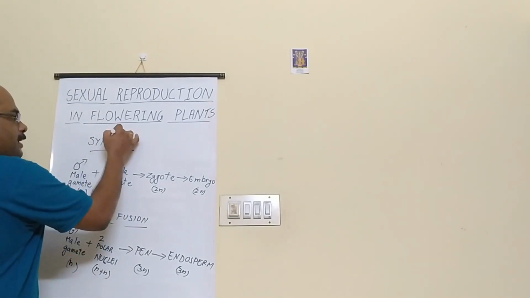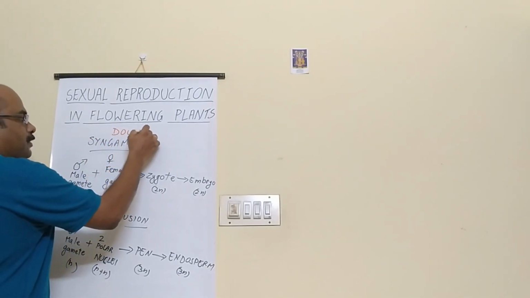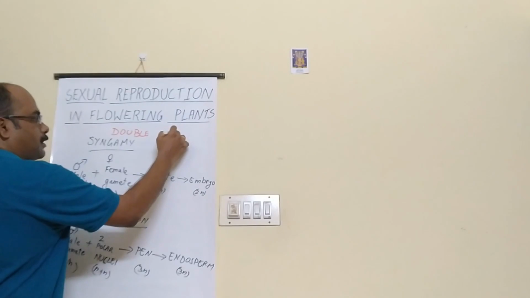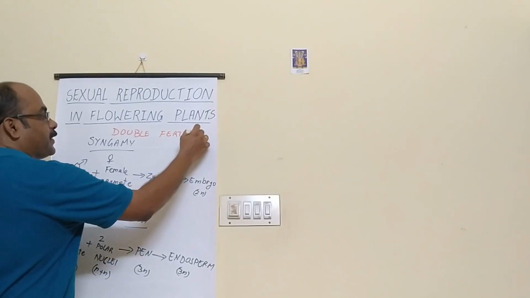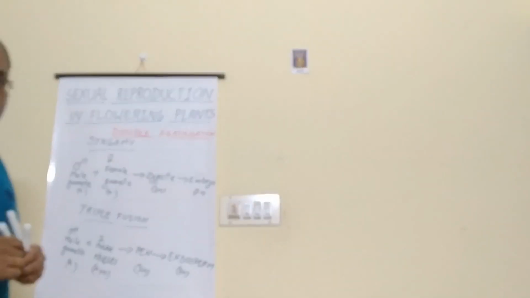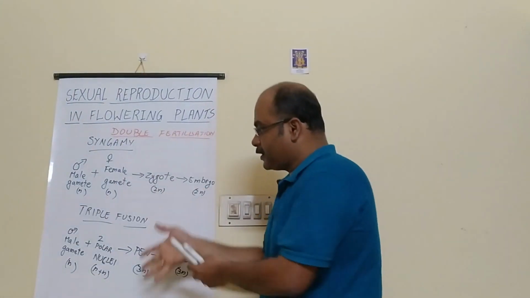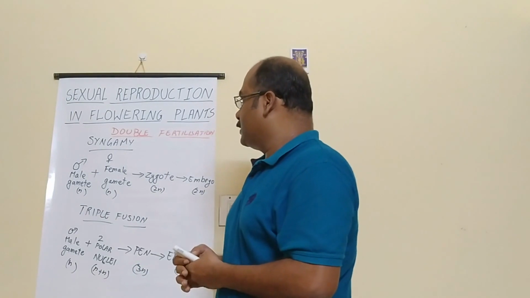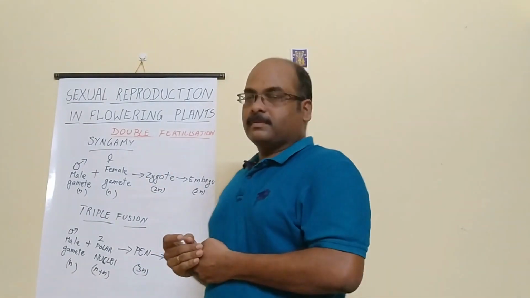If any essay comes on double fertilization, you have to write like this: double fertilization. It can be asked for 3 marks. Simply write these equations and you will get the marks. So that is about double fertilization in flowering plants.